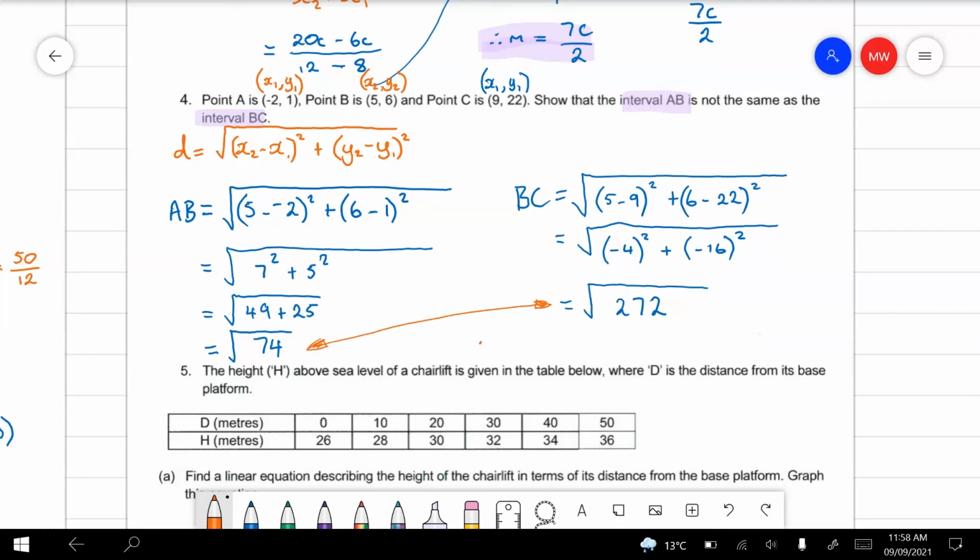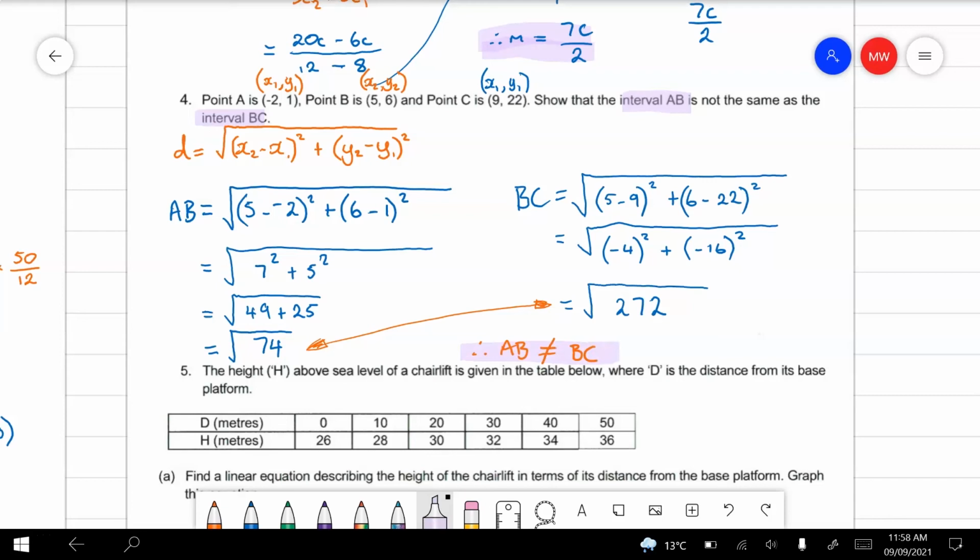So, therefore, AB is not equal to BC. You can write is not equal to if you want, or you can just put a strike through an equal sign like that and it means the same thing.